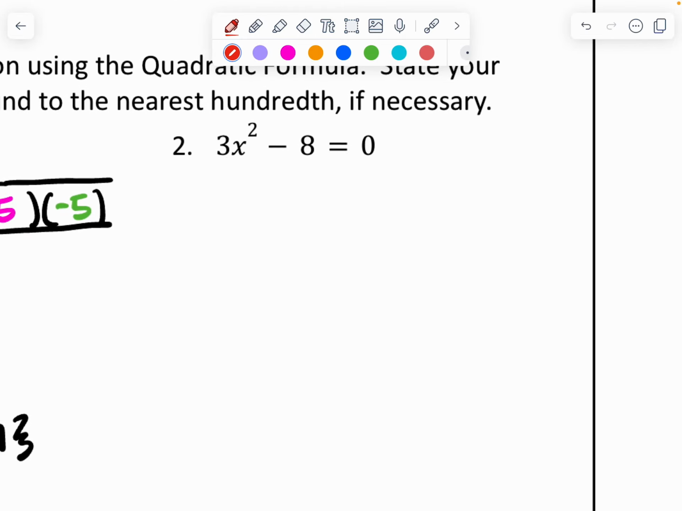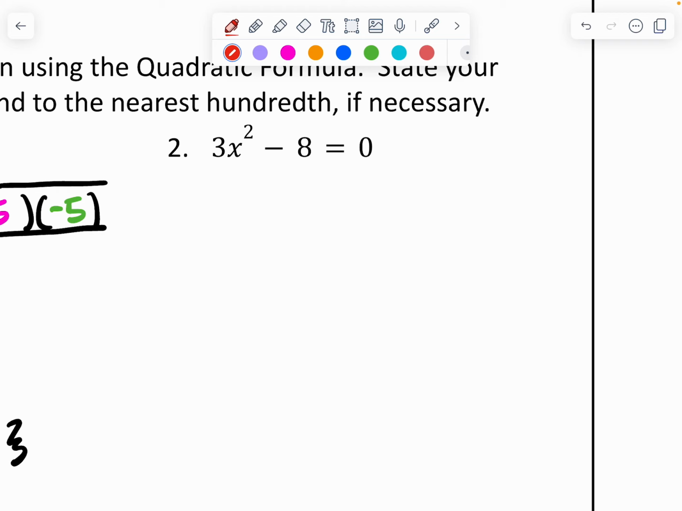Okay, last example is number 2. Now this quadratic equation does not have a bx term. No bx term. So what do we do? We know that 3 is a, and negative 8 is actually c, because c is the constant. If there's no bx term, then b is actually 0. So if you don't see the number there, you're going to make that 0.